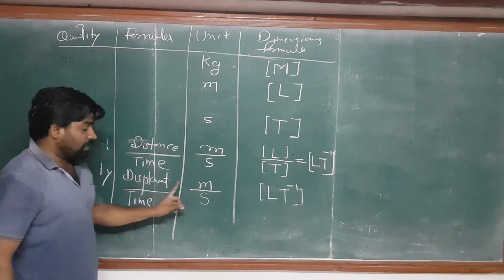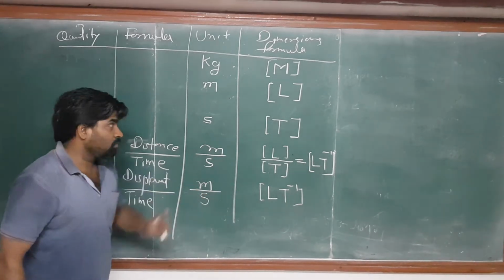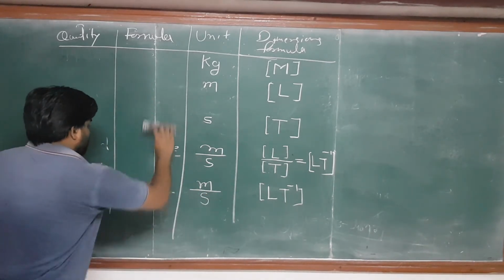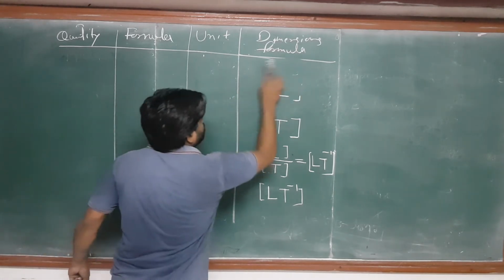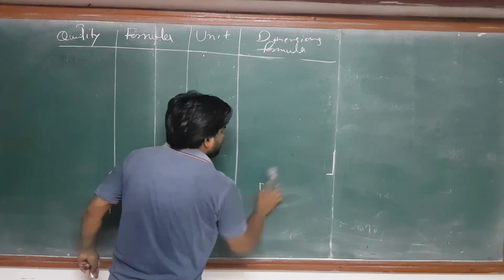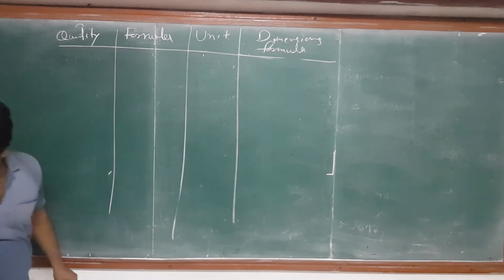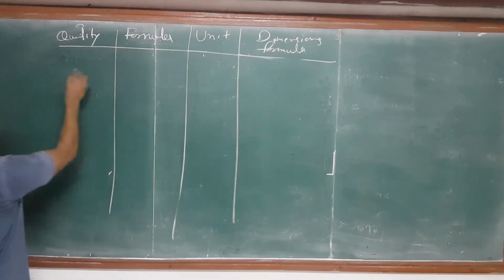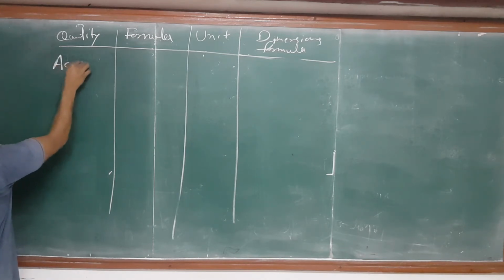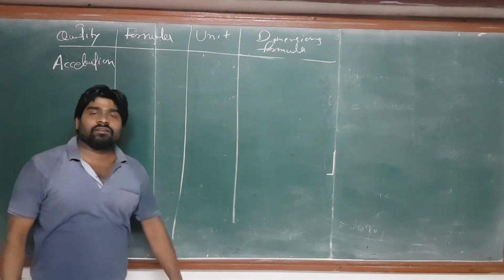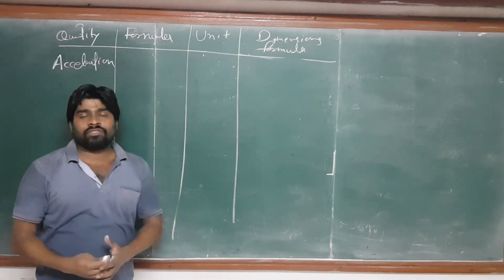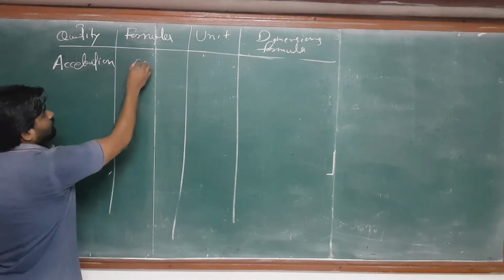So the next point: the displacement has unit meter, and its dimension formula is only L. Now, the next, I'm talking about the formulas which you have done in the 9th and 10th class, so that would be better for you. I'm writing next the acceleration. Everyone knows about the acceleration, and the formula of acceleration is the change in velocity upon time. So I can write here the change in velocity.